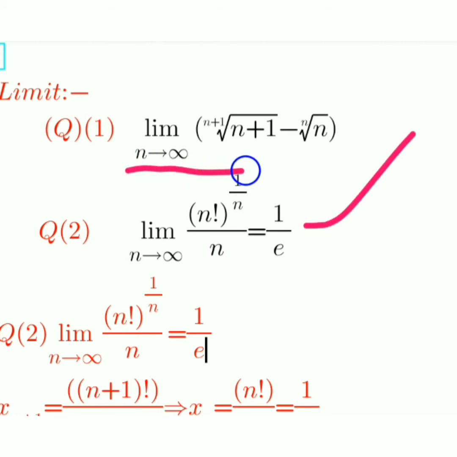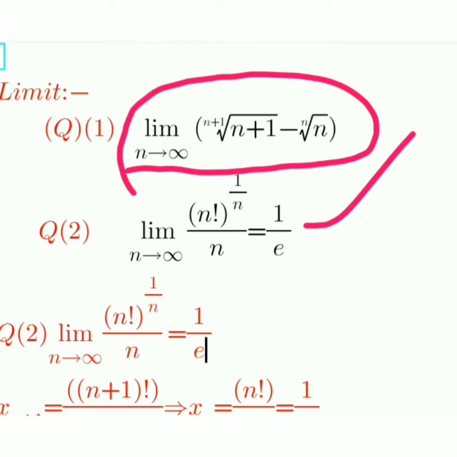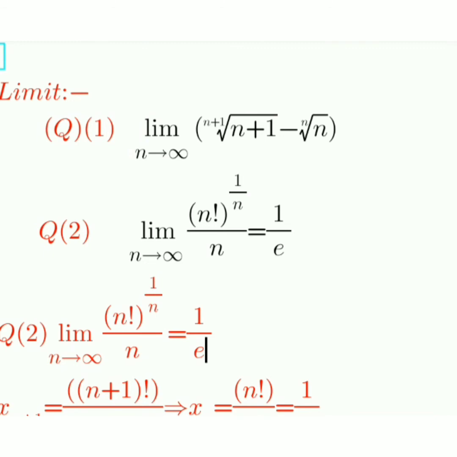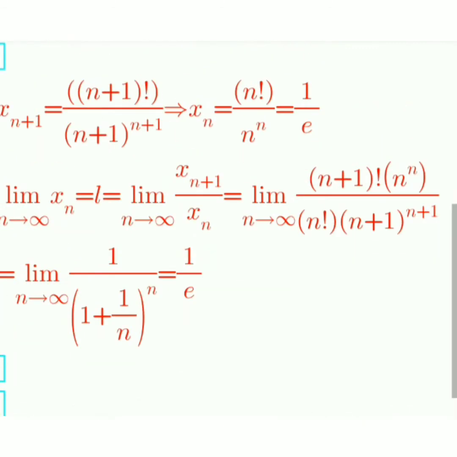Now I will go through this problem. This problem is also a very easy problem, friends. I just use some techniques here.